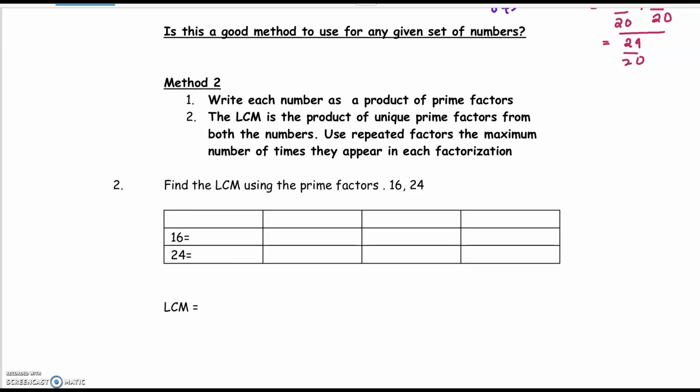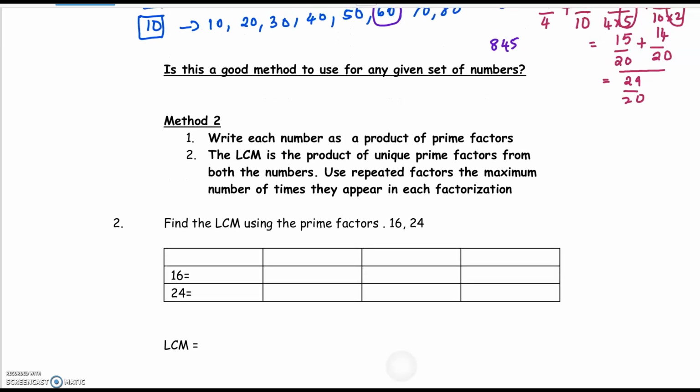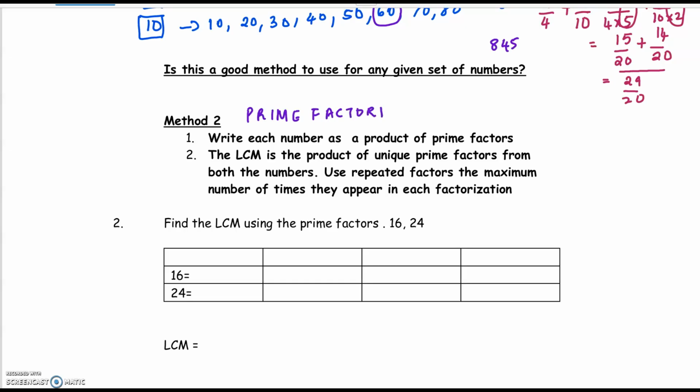Our second method is called the prime factorization method, and we also have another method which is called the division by primes method.